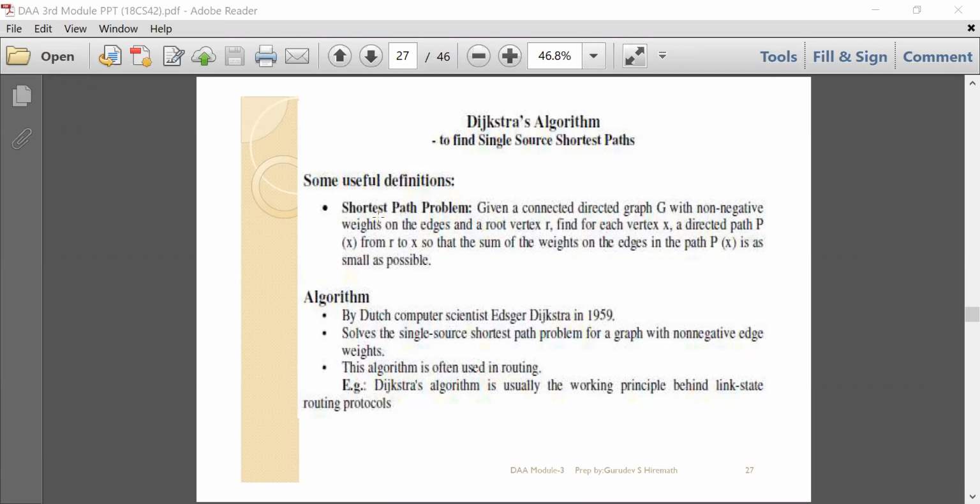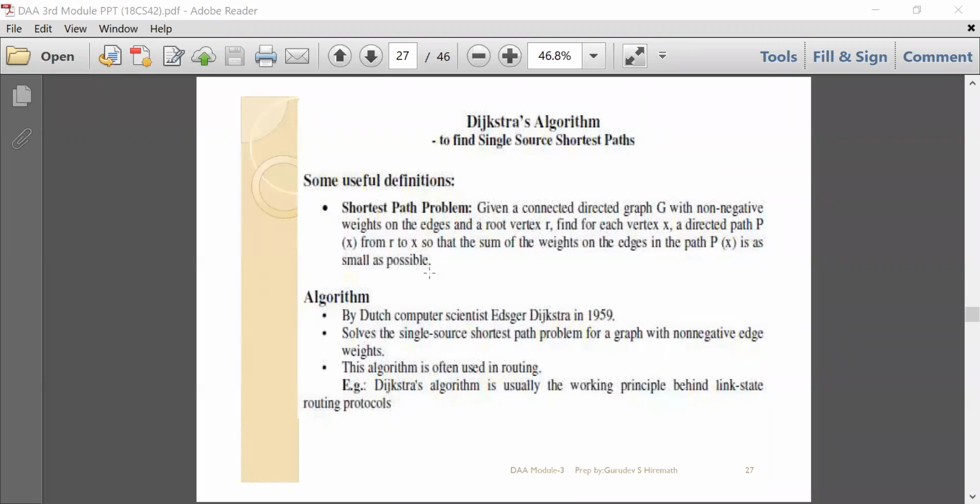Okay, so the shortest path problem: here it will be given a connected directed graph. This is very important. Given a connected directed graph, where there will be directions in the graph, with non-negative weights. That is also very important. Non-negative weights on the edges and a root vertex R. For each vertex X, a directed path, that is what we call P of X, from R to X, so that the sum of the weights on the edges in the path P of X is as small as possible.